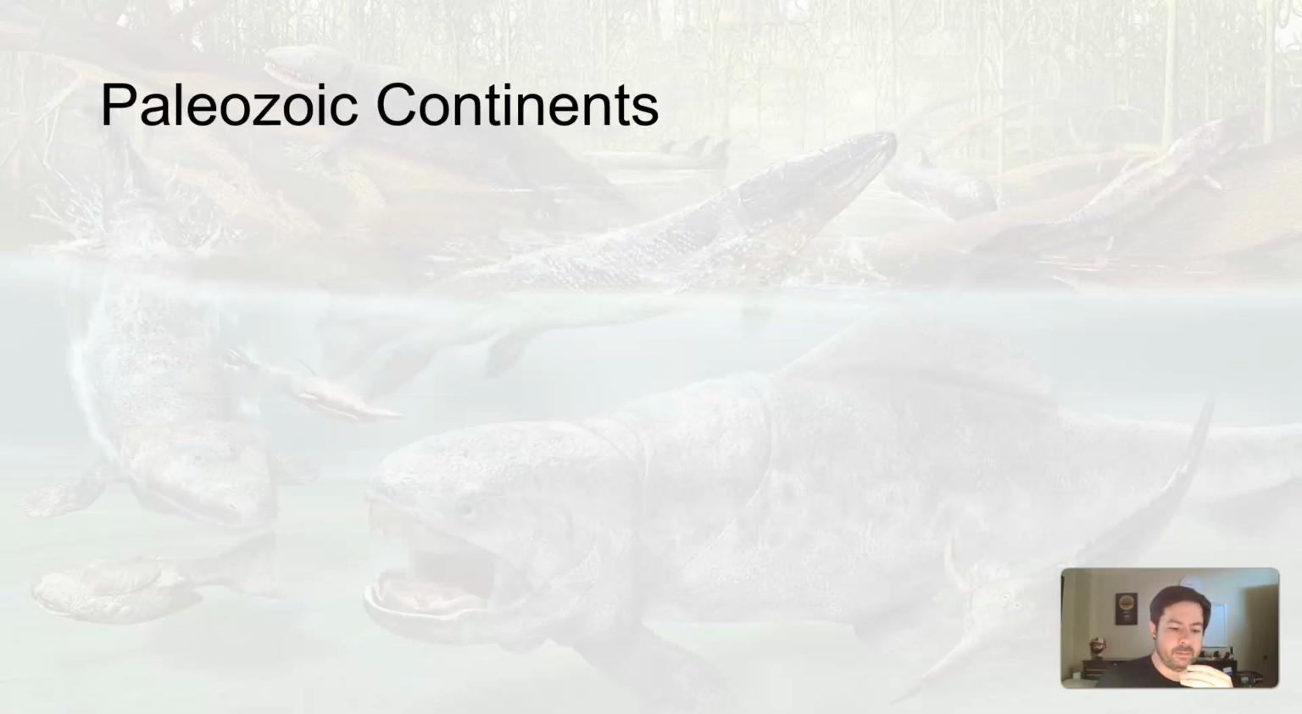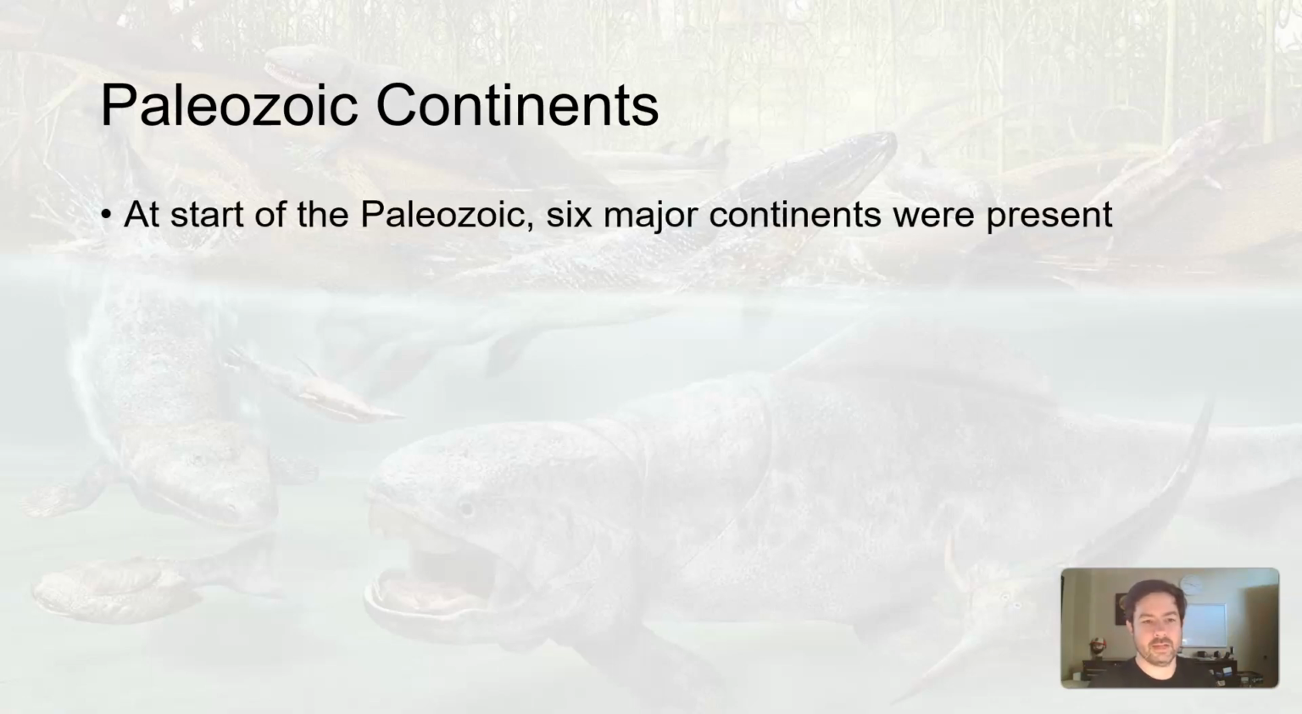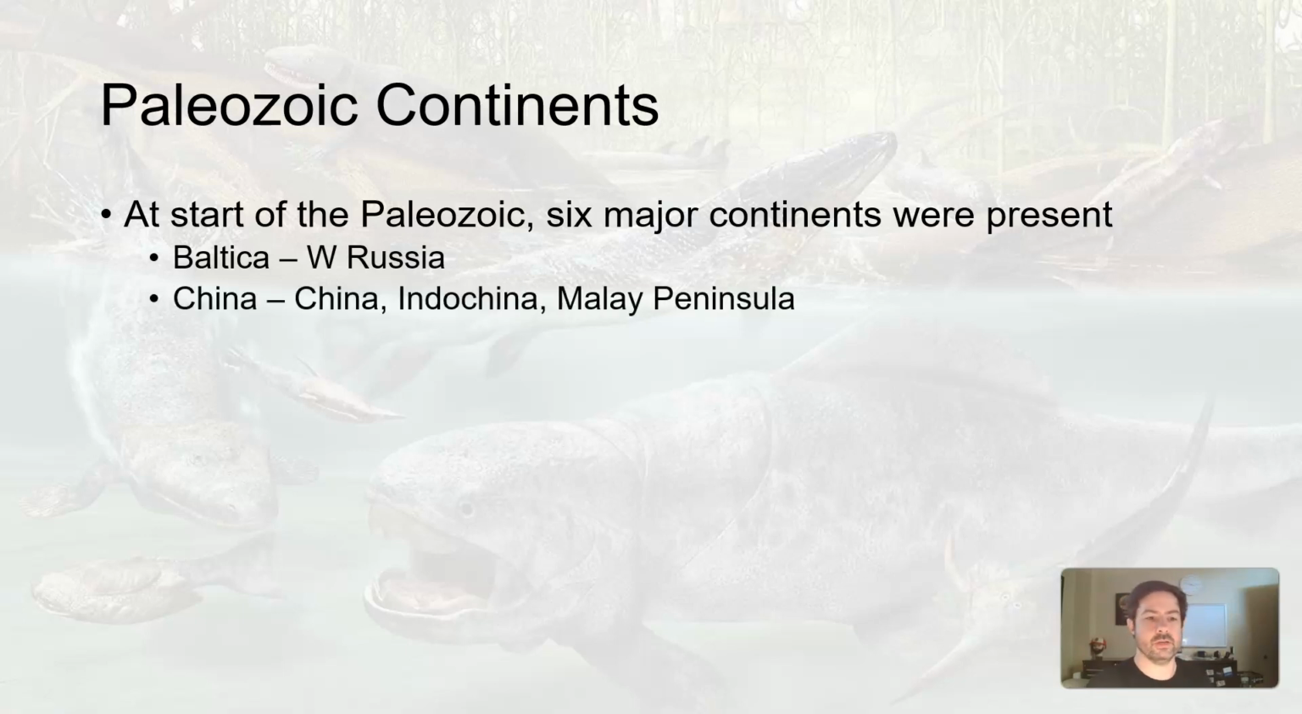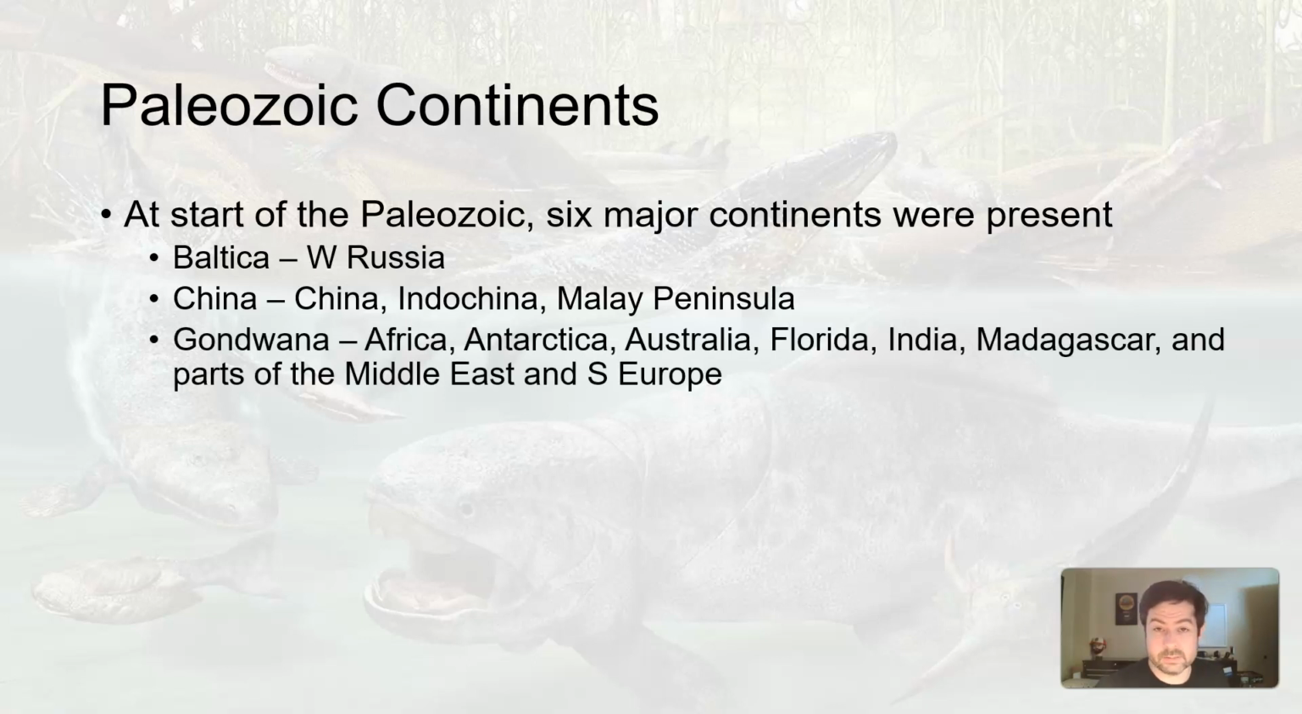So in the Paleozoic era, when we look at these maps, you're going to see usually six big chunks of stuff floating around. 6 major continents were present. There was Baltica, which is now Western Russia. China, which is now China, Indochina, and the Malay Peninsula. Gondwana is a semi-supercontinent you'll see floating around that consists of Africa, Antarctica, Australia, Florida, India, Madagascar, and parts of the Middle East and Southern Europe.